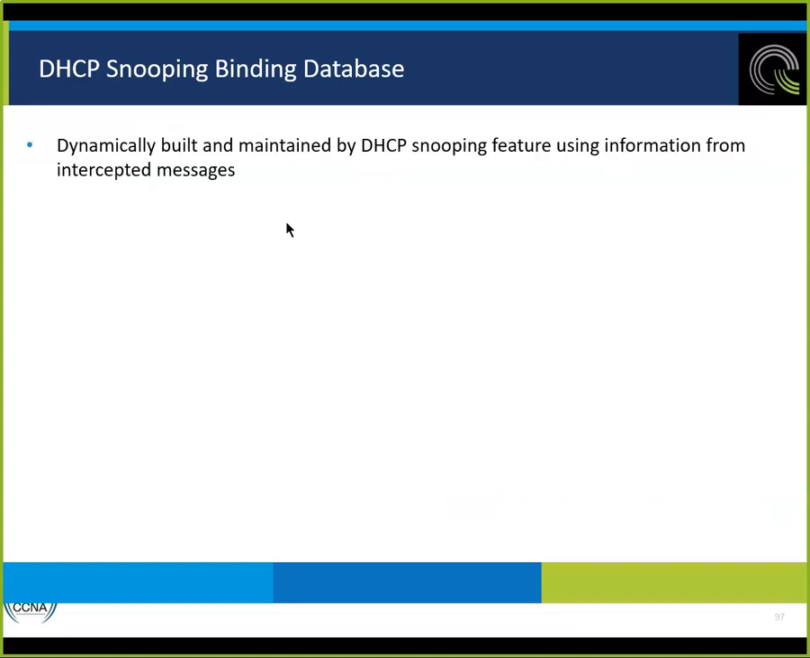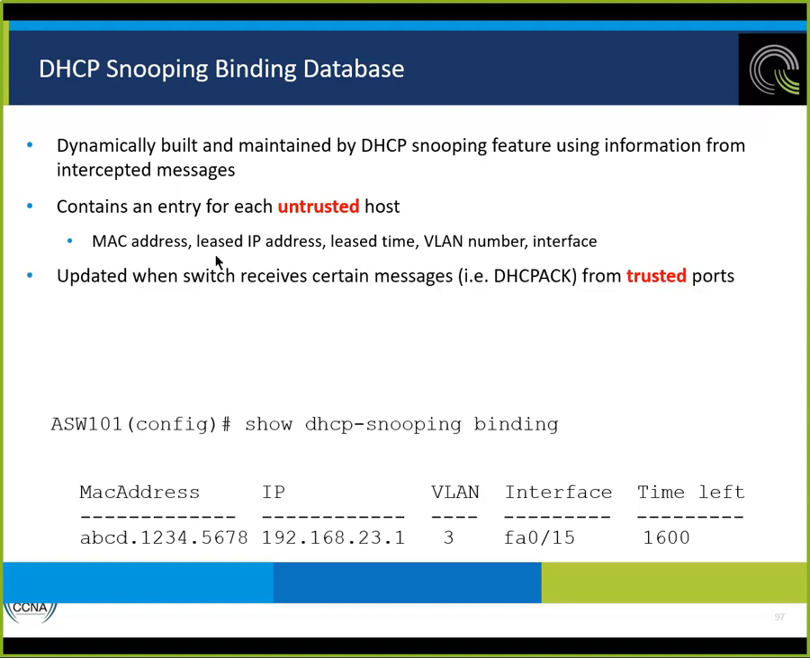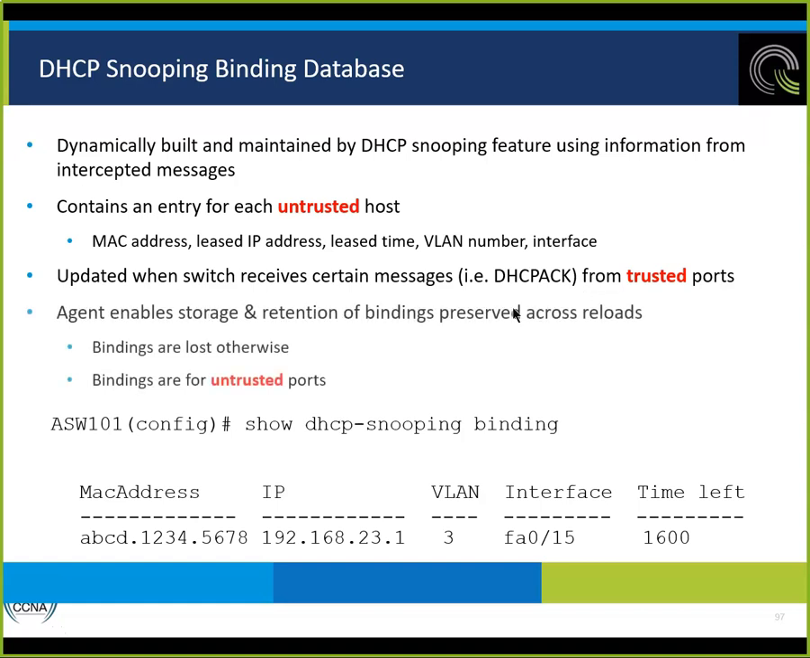The DHCP binding database is dynamically built and maintained by the snooping feature, using information from the intercepted messages. It contains an entry for each untrusted host. If you have a trusted host that you want to be in this database, you have to go in and manually configure it. You can add it: MAC address, lease time, the things that we saw in the show ip dhcp snooping binding output. It is updated when the switch receives certain messages, such as the DHCP acknowledgement from the trusted ports.